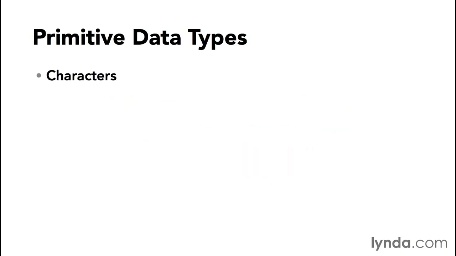The first is characters. The character data type allows us to store a single character, a single number, or a symbol. The syntax in Java is char, a variable name such as letterA, equals, single quotes, little a, single quotes, semicolon. Take particular notice of the single quotes. This is different than the literals or the strings we used before that had double quotes.